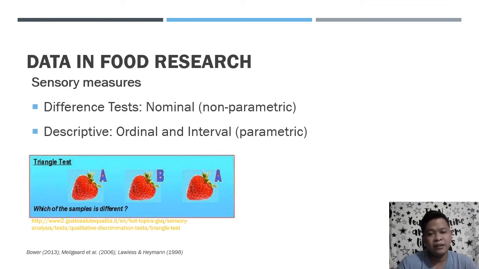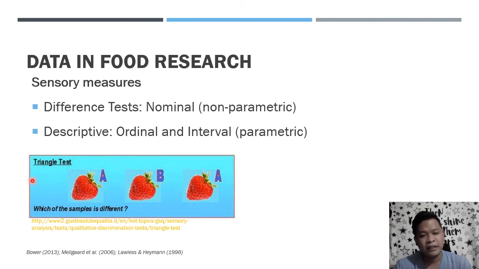In terms of sensory tests, when we are doing difference tests, this is basically asking which sample is the same or which sample is different, to which the answer would be a certain sample, like this sample is different or this sample is different, and then you just count the number of correct answers. That would be an example of the need to use a non-parametric test.